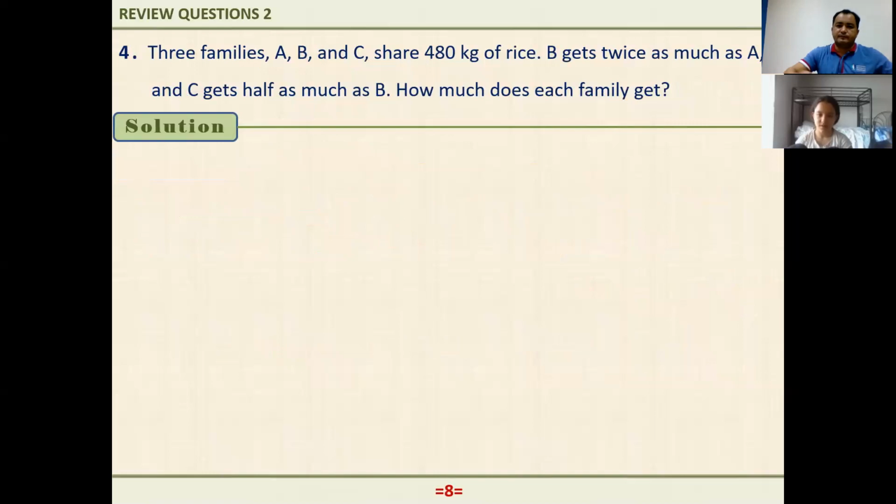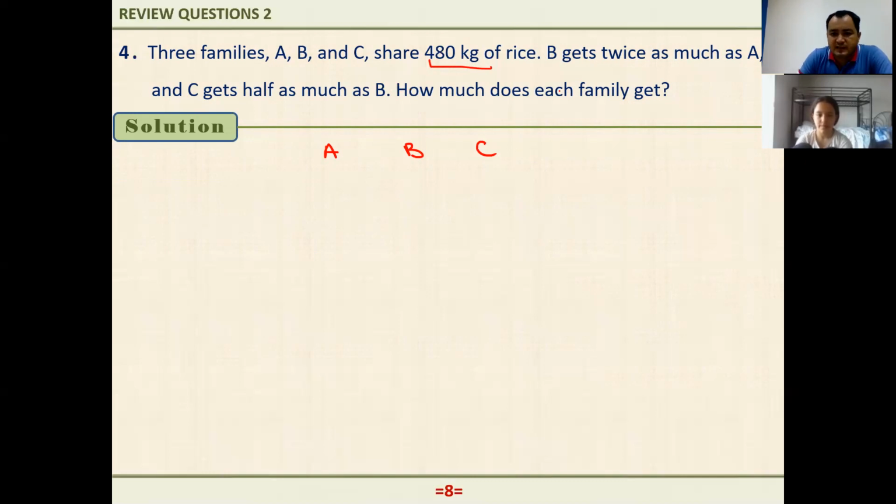Next question. Read it. 3 families, A, B, and C, share 480 kilograms of rice. B gets twice as much as A, and C gets half as much as B. How much does each family get? Okay, I think you understood the problem, right? So we are talking about 480 kg of rice, and 3 families are going to share among each other. Family A, family B, family C. Okay, that's the first part.